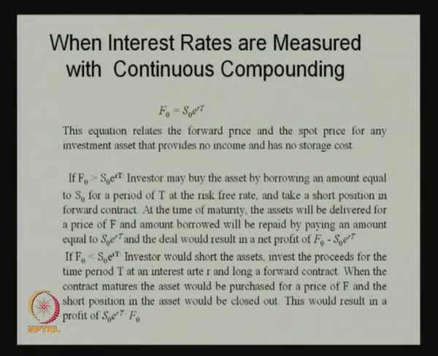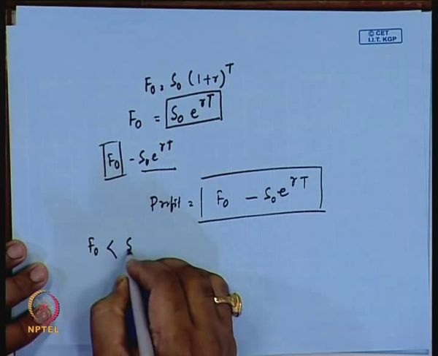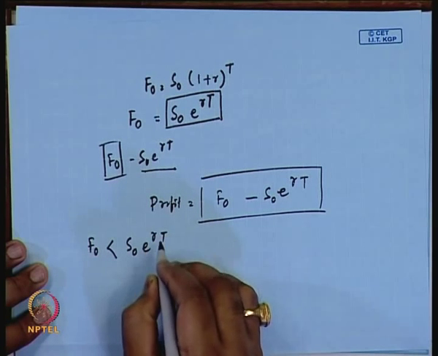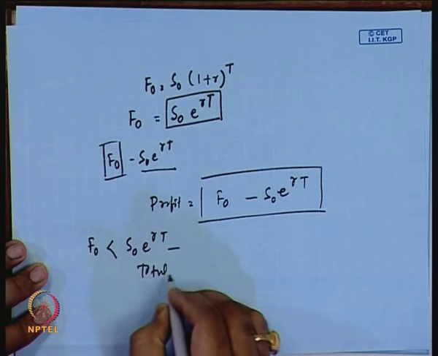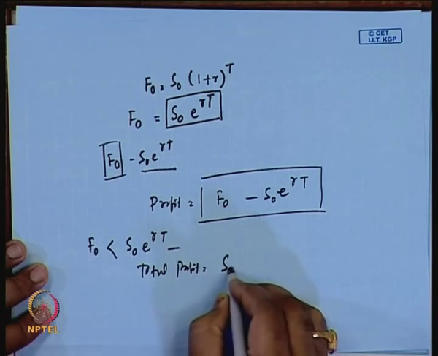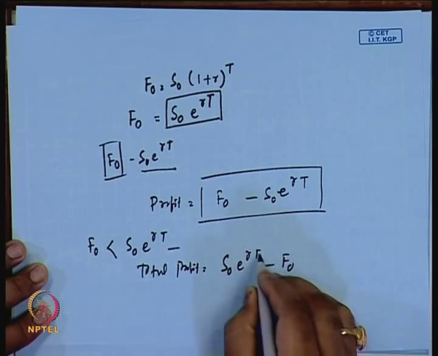So, generally this is the logic we use in the equity market. The same kind of logic is used here also. We are comparing the actual price and the expected price, and if you assume that the actual price will be less than the expected price, or the actual price will be more than the expected price, accordingly the investor takes a position in the market and from that he can earn some profit. So, in the second case, if F0 is less than S0 e to the power RT, then the total profit will be S0 e to the power RT minus F0.